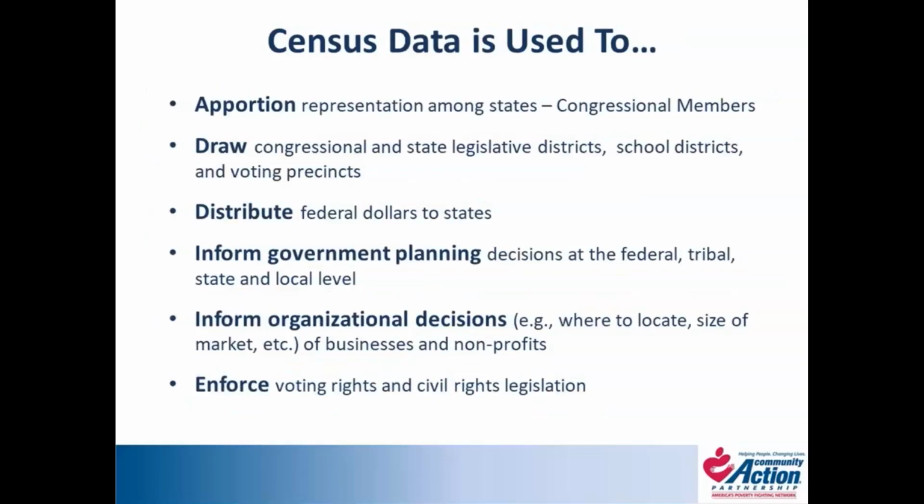So once we add up all the census numbers, we do this big count. The data is used in a lot of different ways. The biggest thing we use it for is to apportion congressional seats. So they add all the people who live in the United States up, they count them all, and then they divide it by 435. That's the number of members in Congress.